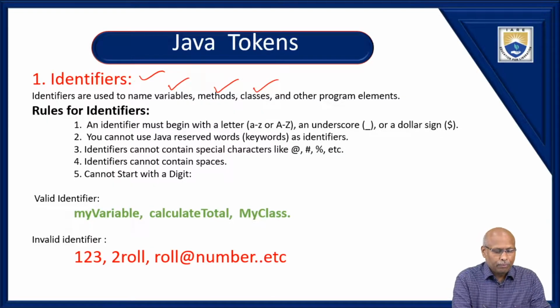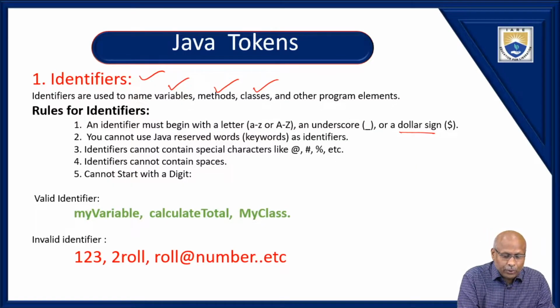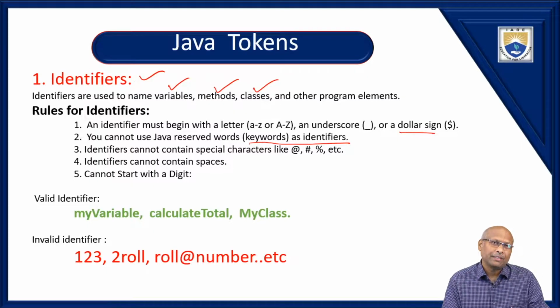There are 5 important rules. First, an identifier must begin with a letter A to Z, an underscore, or a dollar sign. You can start the identifier name with either an alphabet, an underscore, or a dollar sign. These are the allowed characters. Second, you cannot use Java reserved words or keywords as identifiers. Java supports a set of keywords or reserved words, and those reserved words you cannot use as identifiers.